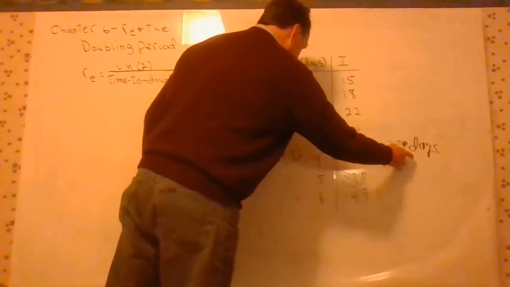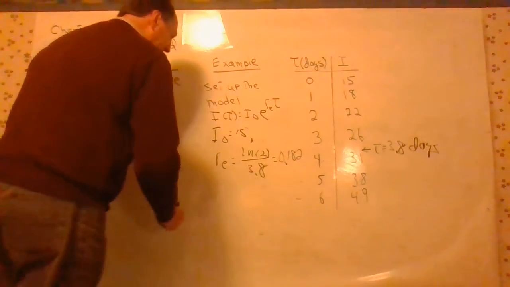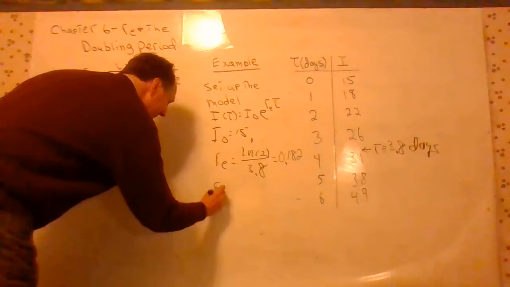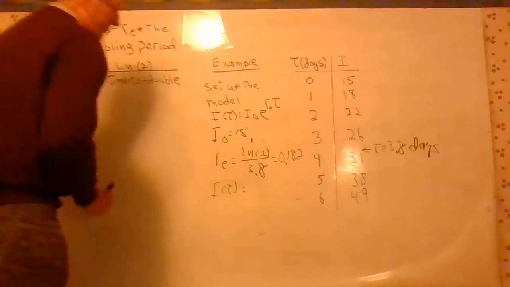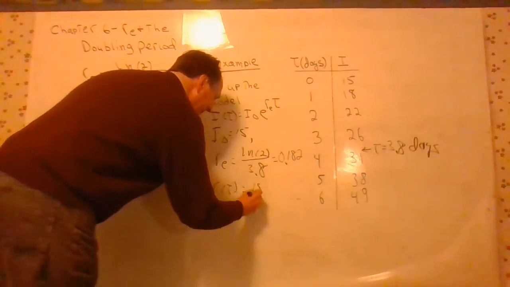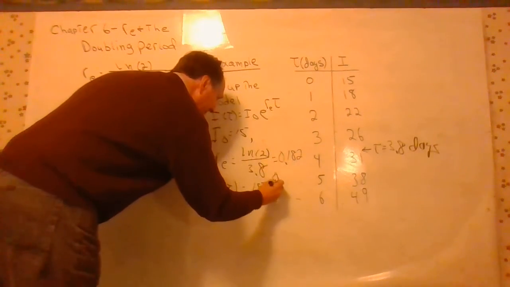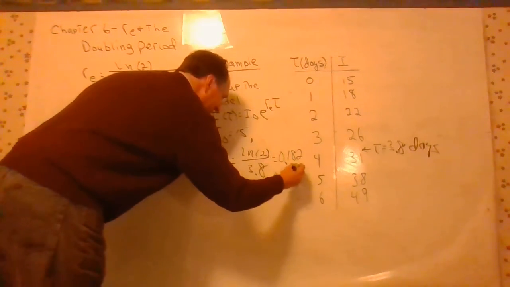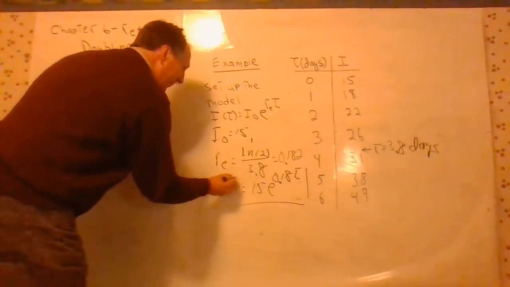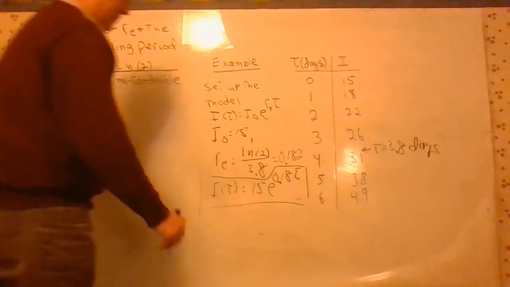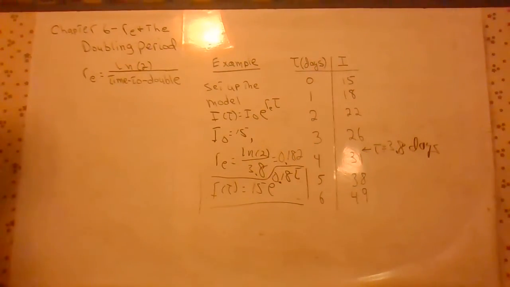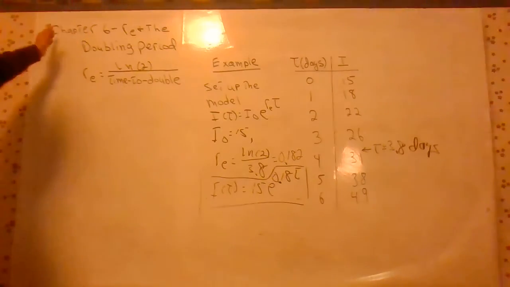If this is 2 sig figs, I'll use 2 sig figs here. So our model is simply I of t is equal to 15 e to the 0.18 t. Very simply put, we have that model with very little work. So that's about all we did in this chapter.